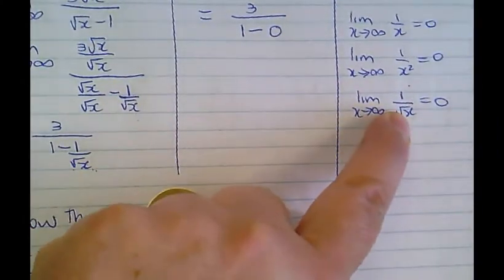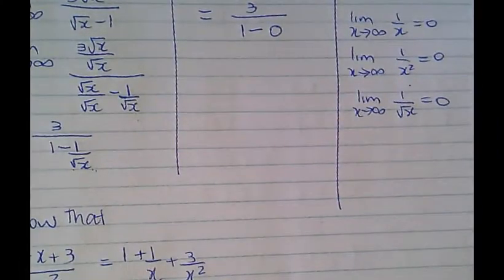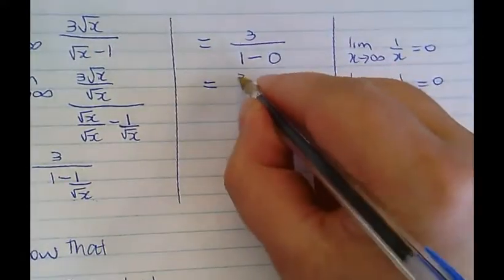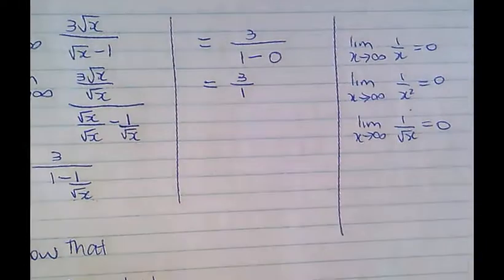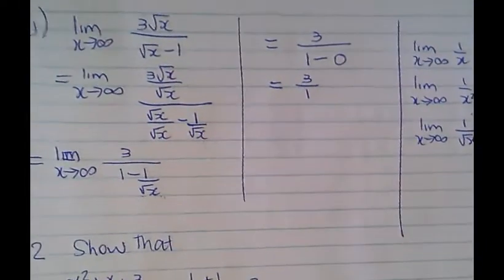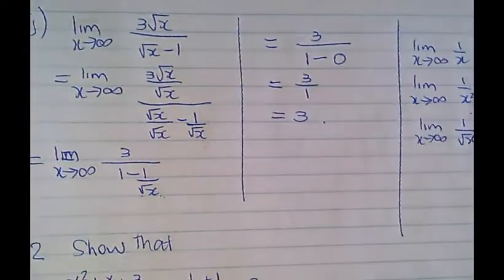Because as you put in a big value of x, you're going to get 1 divided by a big number. Does that make sense? So, what's the answer to this one? Oh, this one's a bit different. What do we get? 3 over 1, which is 3. That one's not 0. I want to sketch that one. Want me to sketch it?